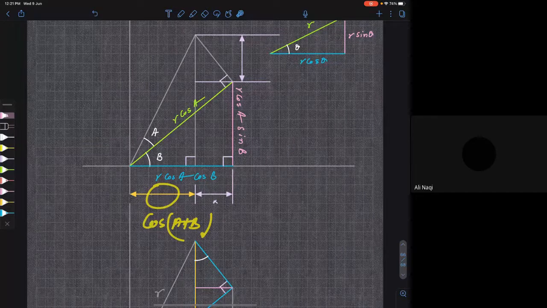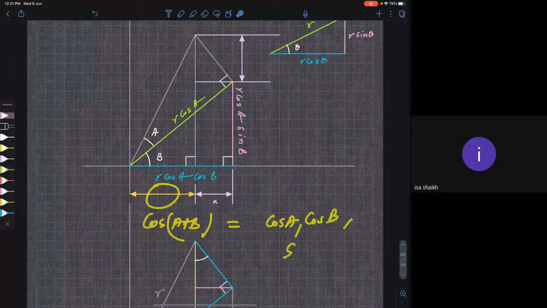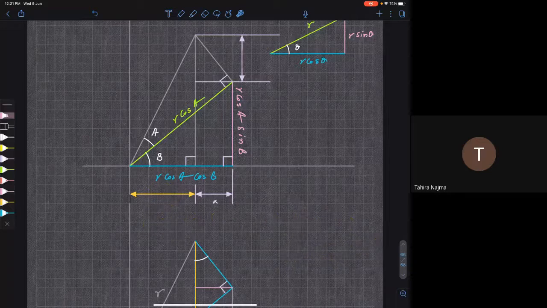Okay, that I need to find in terms of cos A, cos B, sin A, and sin B. Are you getting my point? Yes, sir. So I will not use the angle A plus B to find this yellow side now. I'll use only angle A and angle B, not A plus B. Are you getting my point?